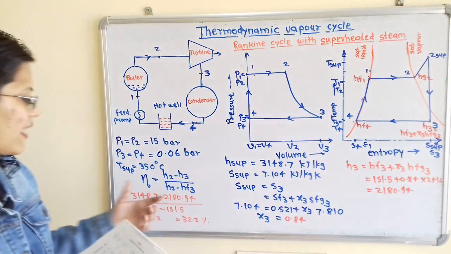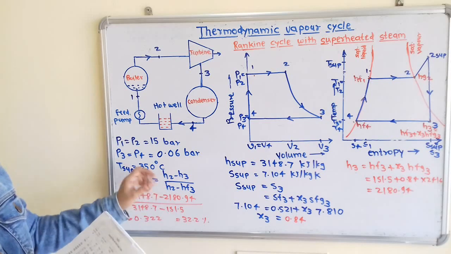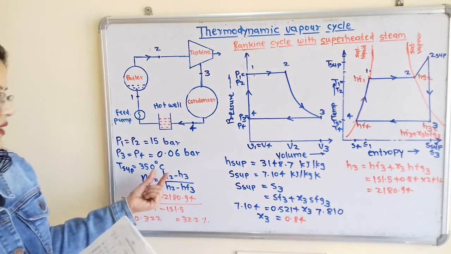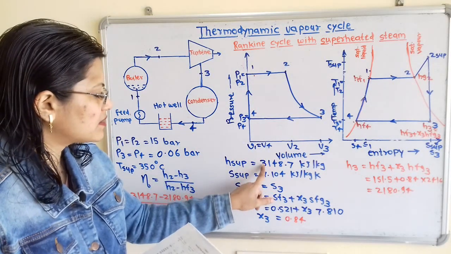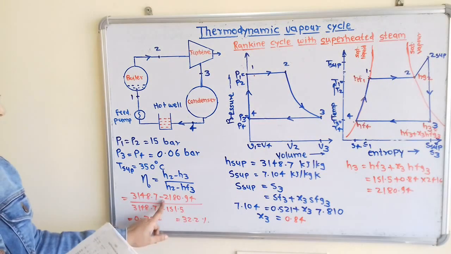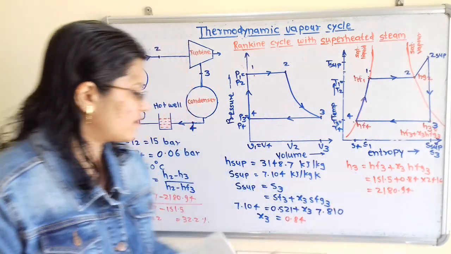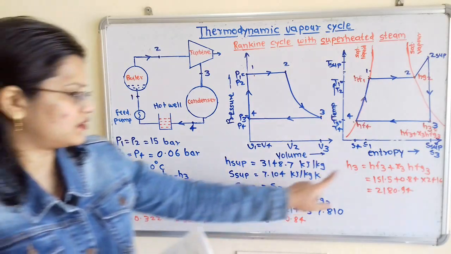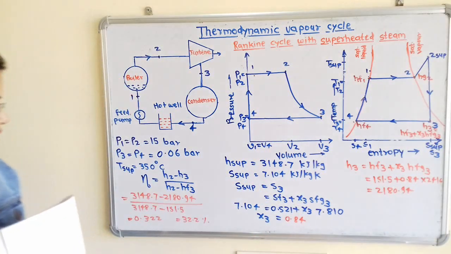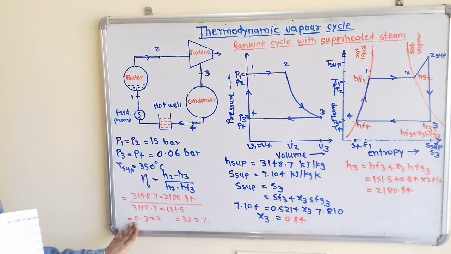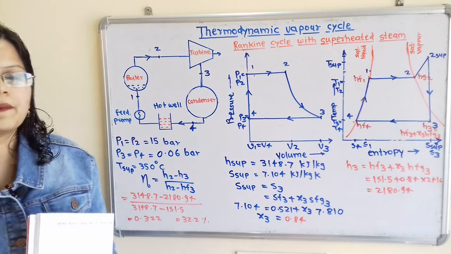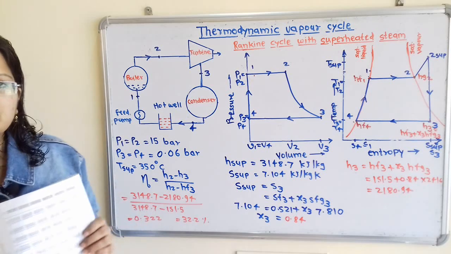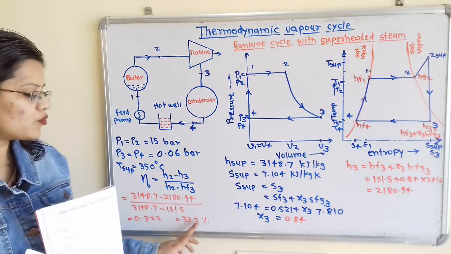So we will put in all the values. Instead of H2, because this is the case of superheated steam, we use H superheated. So H superheated, that is 3148.7, minus H3, 2180.94, divided by H superheated 3148.7 minus HF3. HF3 is 151.5. When we calculate this, we get the answer 0.322. But this is the Rankine efficiency, so we multiply by 100 and the answer is 32.2%.